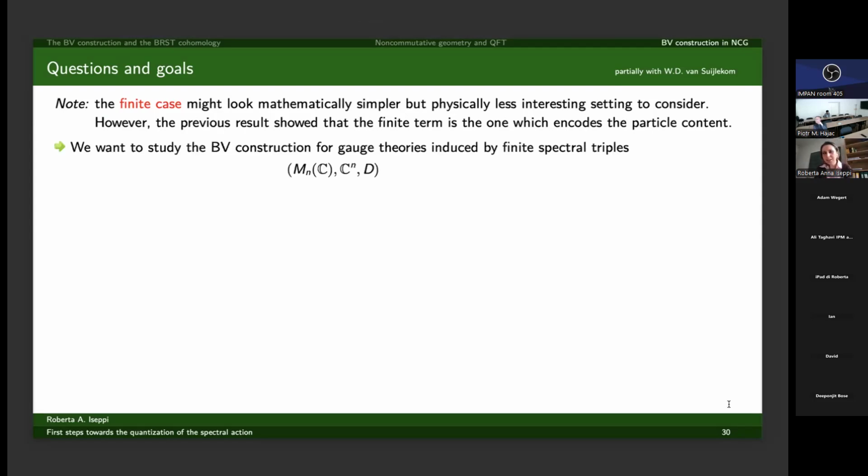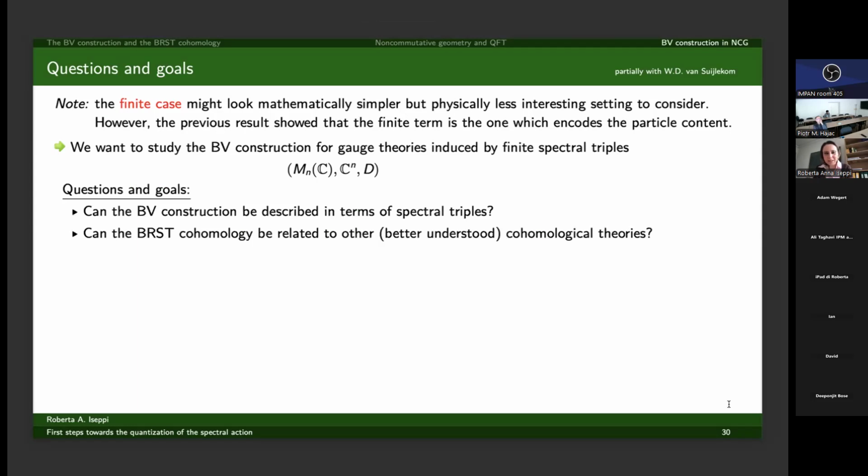Then we want to study the BV structure for gauge theory induced by a finite spectral triple. So what are the goals and what are the questions? The idea is that we're wondering whether the BV construction can be described fully in terms of spectral triples, and whether the cohomology entering the story can also be understood and related to cohomology theory appearing for spectral triples.